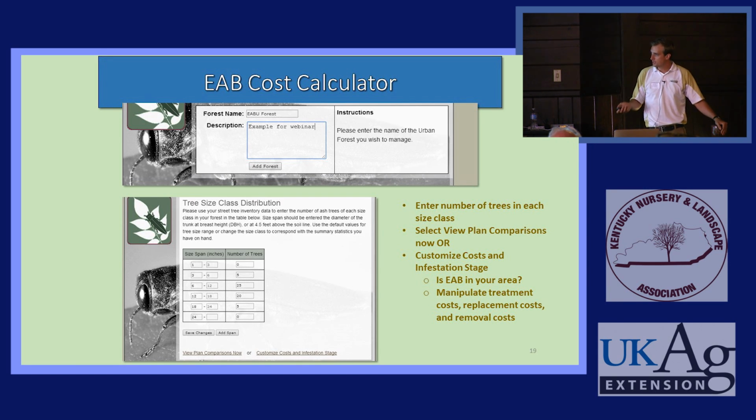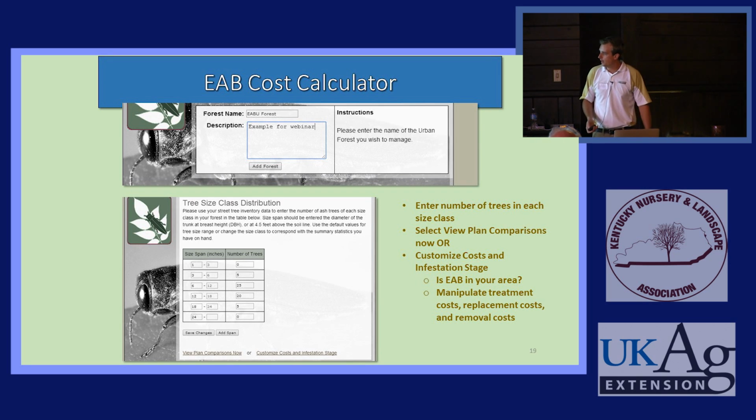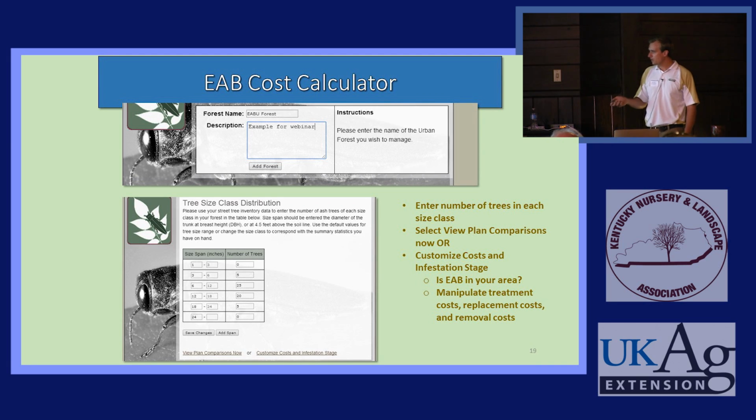I just plugged in some random tree sizes here. What do I got? I got 5 trees at 3 to 6 inches, 25 at 6 to 12, etc. And once you have that all done, you can either view your plant comparisons, or you can go to customized costs and infestation stage, which is what I was saying. If you know your specific numbers, you would go there and put those figures in so you get more accurate output.